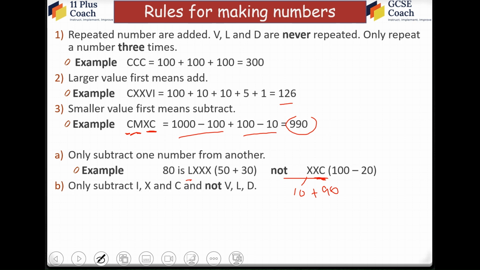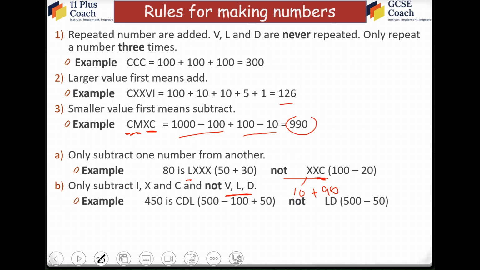The next one is only subtract I, X, and C, and not V, L, and D. So you can't take away V, L, D from any number. You can only take away I, X, and C. And again, for the same reason I mentioned earlier, V means 5. So if you're taking 5 away, let's say from a 10, you'll end up with a 5 again. So you can't take away 5 because you end up with a V. Writing VX is equal to V, because VX would mean 5 taken away from 10, which is just 5. So that's just not going to work. You only take away I, X, and C from the numbers after them.